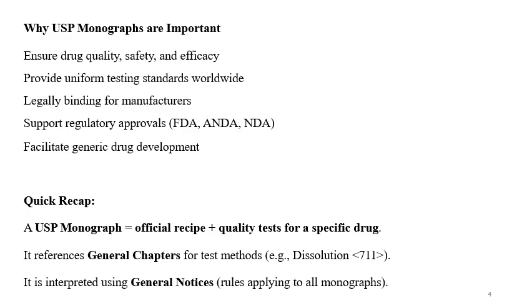Then the monographs are used to make the specifications. Then it supports the regulatory approvals like FDA, ANDA, NDA and others, and it facilitates generic drug development because if USP monograph is there, you will get the ready reference to meet the quality. So a USP monograph is an official document, an official standard which is required to be met. Then quality test for the specific drug.